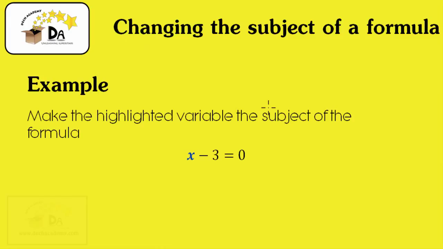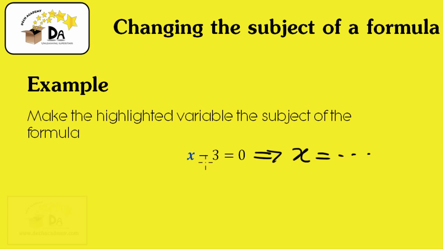So here's an example. This one says make the highlighted variable the subject of the formula. Our formula here is this equation, and the highlighted variable is x. The highlight in this case refers to the variable colored blue. Now, how do we proceed? We want to go from here to an equation in the form x equals something. And we know that x should be the only variable on the left hand side, and x should only appear on the left hand side.